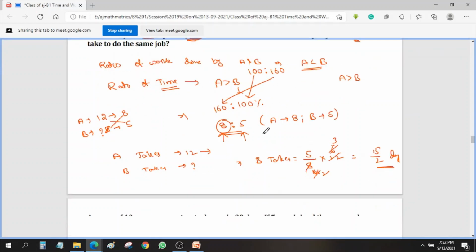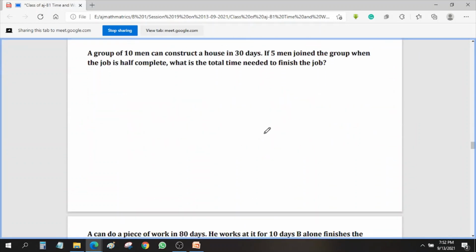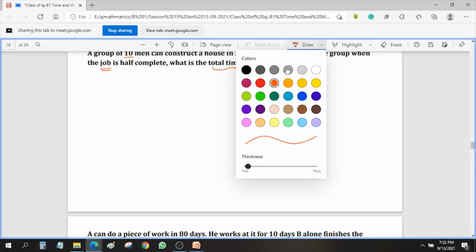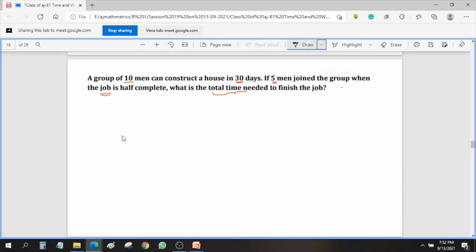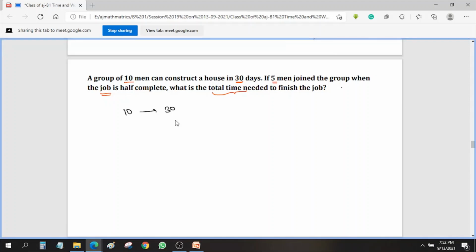Now, next, when it comes to this question: a group of 10 men construct a house in 30 days. If 5 men are joined when the job is half complete, what is the total time needed to finish the job? So here the question is given as 10 men construct a house in 30 days. So the efficiency is also given: 10 men, 30 days. 5 men join when the job is half complete.